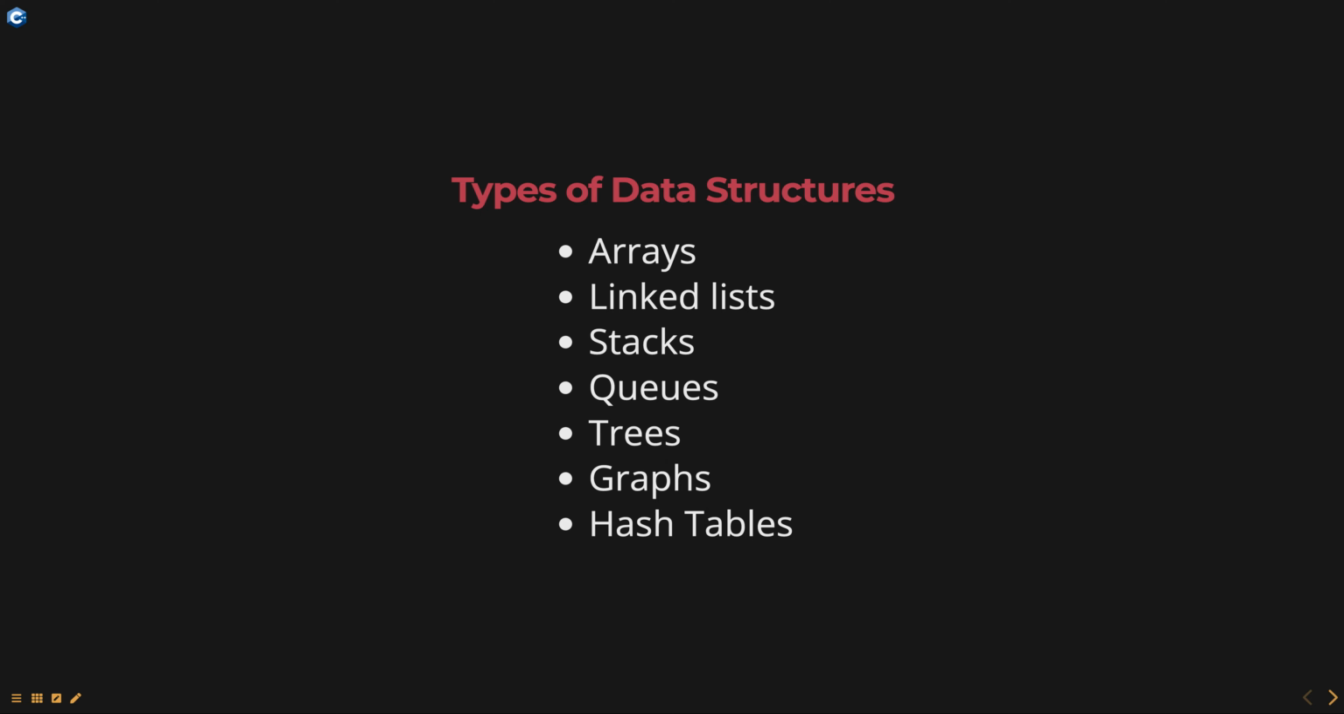Hash tables. A hash table is a data structure that stores data in an array-like format and uses a hash function to map keys to indices in an array. Hash tables are used for efficient search and insertion operations.